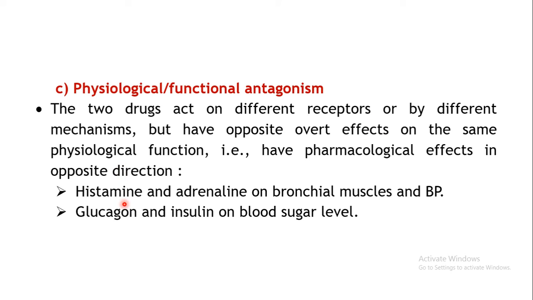Say, for example, histamine and adrenaline on bronchial muscles and BP. One of the drugs increases the blood pressure, another one decreases the blood pressure. Adrenaline increases the BP. Histamine can lower the BP. Histamine can produce bronchoconstriction. Adrenaline can produce bronchodilation.